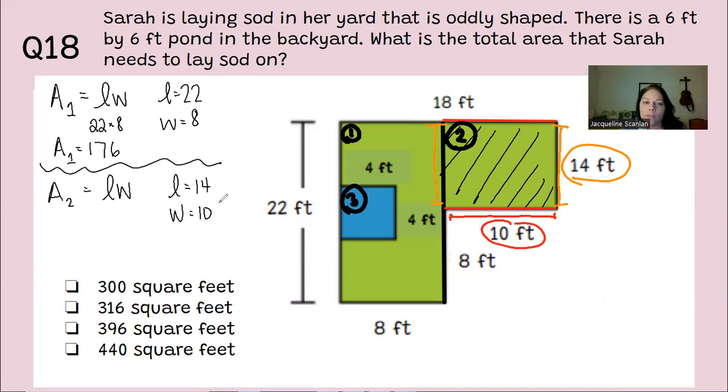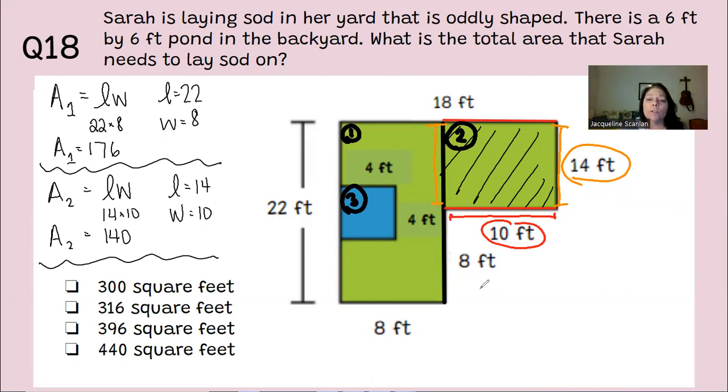I could have switched those around. That's not a problem. So what I'm going to do to get the area is I'm going to do 14 times 10, and I know that that gives me 140. So the area of that second rectangle is 140. All right, the third thing I need to do is to find out what the area of the pool is, because I'm not going to put sod on that.